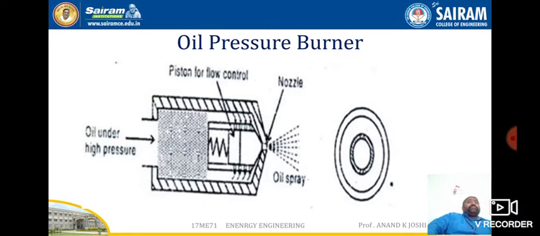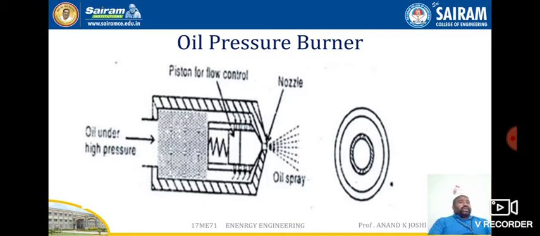The oil is subjected to high pressure and atomized by passing through the orifice. This is the orifice that you are seeing now, and that is the side view of the orifice. The orifice plays a very important role in this type of burner. The oil is supplied under high pressure, around 10 to 20 bar. Usually the oil passes through a swirl chamber and gets thoroughly mixed with the primary air, so that we can expect proper mixing of air and fuel.